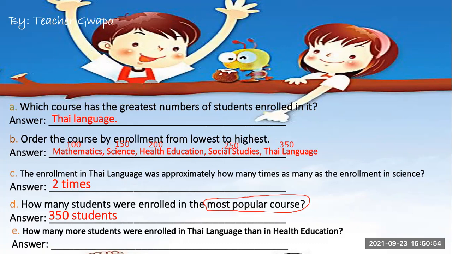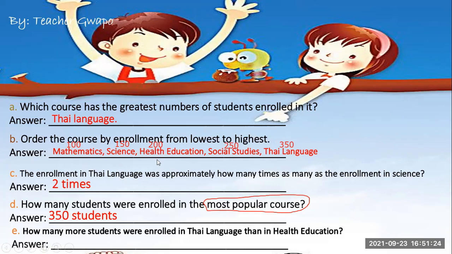Now in letter E, how many more students were enrolled in Thai language than in health education? Again, how many more students were enrolled in Thai language than in health education? First, how many students in Thai language? 350 students. How about in health education? How many students enrolled in health education?